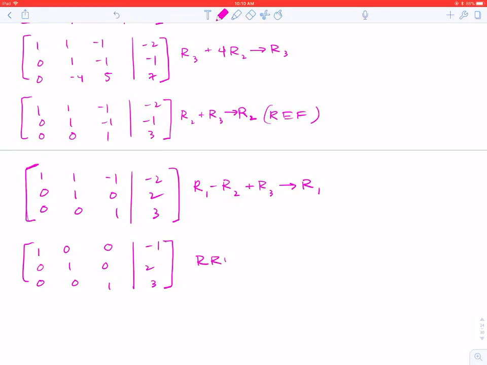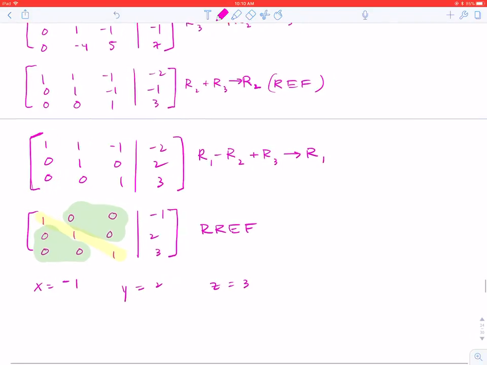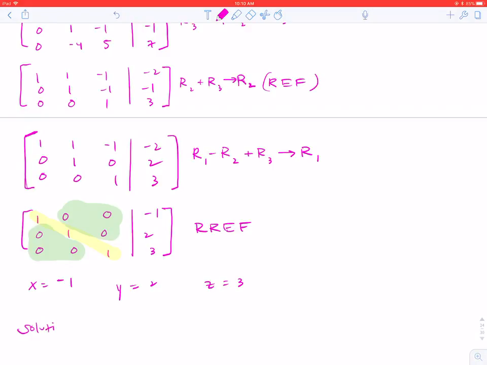So now we are in reduced row echelon form, where we can see we have this diagonal of 1s, 0s above, 0s below the diagonal. So for our solution, we end up with x equals negative 1, y equals 2, z equals 3. If we represent our solution as an ordered triple, negative 1, comma 2, comma 3.